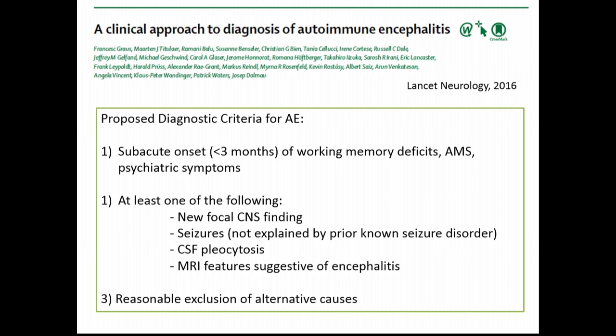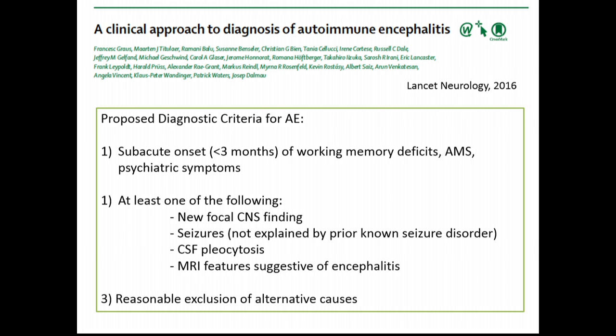This past year, there's a new position paper out that I am a co-author on, and this was really spearheaded by Drs. Graus and Dalmau to bring this back into the 2016 version of encephalitis to recognize that autoimmune encephalitis is an important cause of encephalitis and may have a different presentation than an acute infectious encephalitis. And the proposed criteria are that there's a subacute onset. So what do we mean by that? We mean less than 3 months.